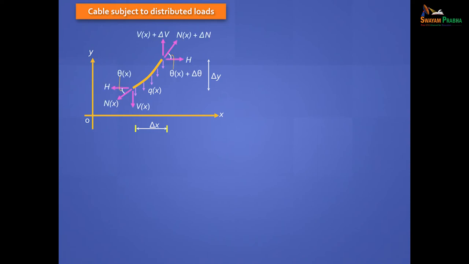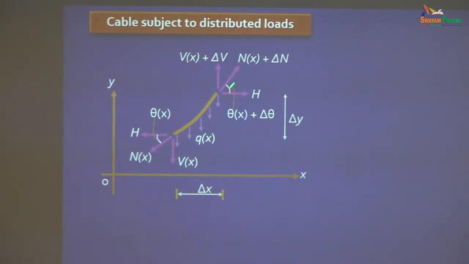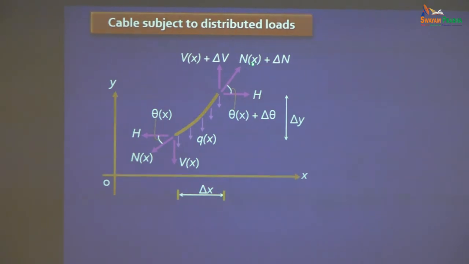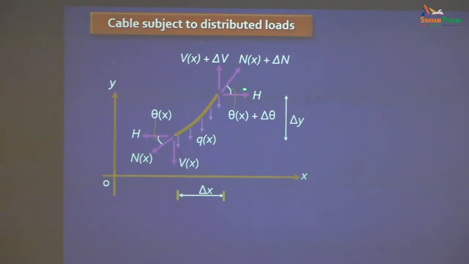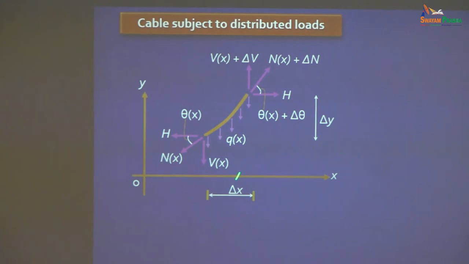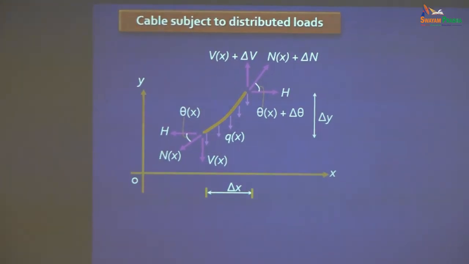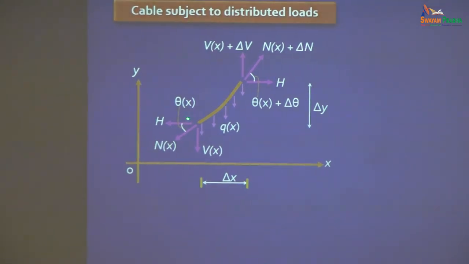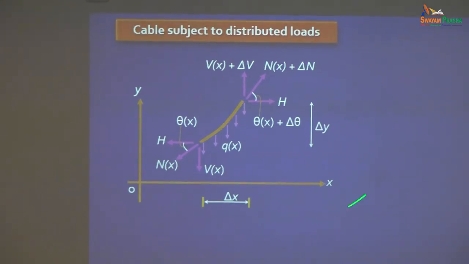Now this is a free body and the only external load acting is a distributed load. You have a normal force here and you'll have a normal force here. Obviously there will be a change in force because the shear is changing. So we'll add to this delta N. H is going to be constant. That's the rule. We saw that. What will change is V. This is V of x and this is V of x plus delta V. Got it? And this is your inclination here, theta of x, and this theta will change with delta theta. Is this clear? Very simple.